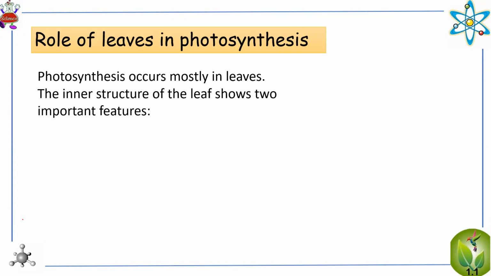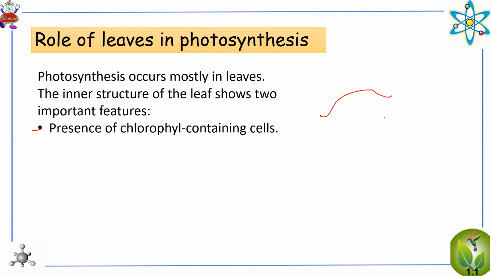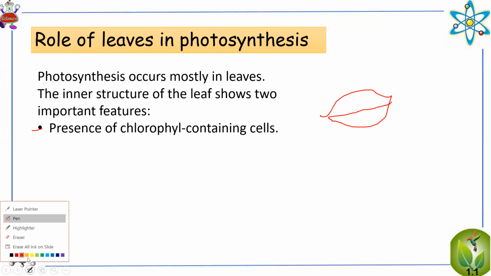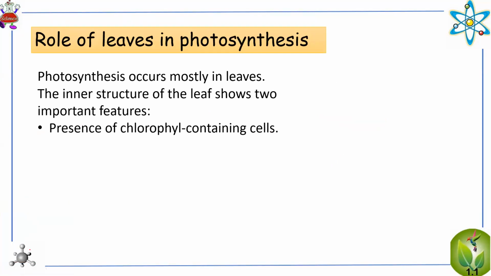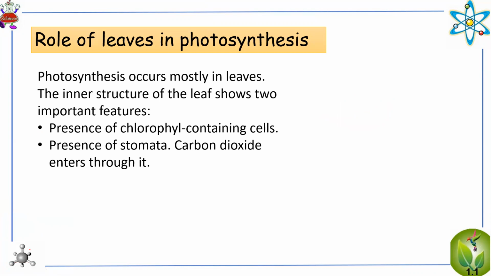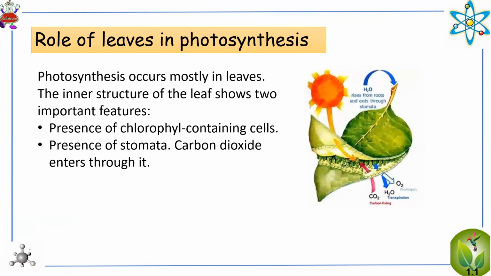The inner structure of the leaves shows two important features: presence of chlorophyll containing cells. The inner structure of the leaf. This is just like the leaf we see, but what is inside this leaf? That is what we're talking about. So, presence of chlorophyll containing cells, presence of stomata, and carbon dioxide enters through it.